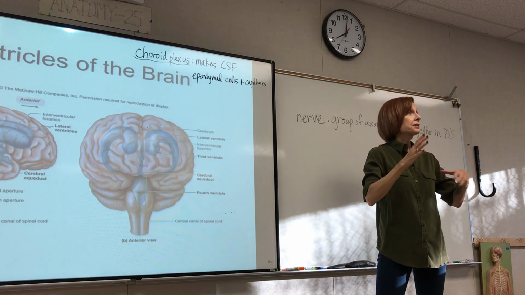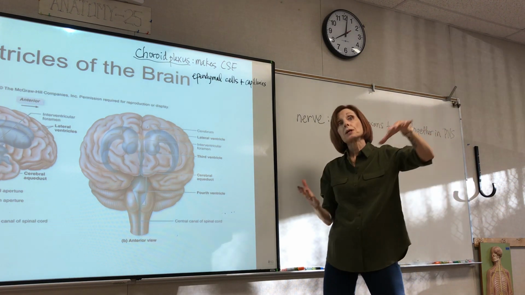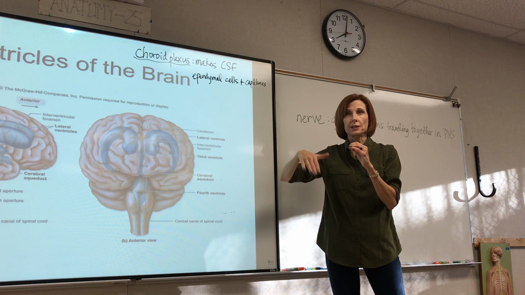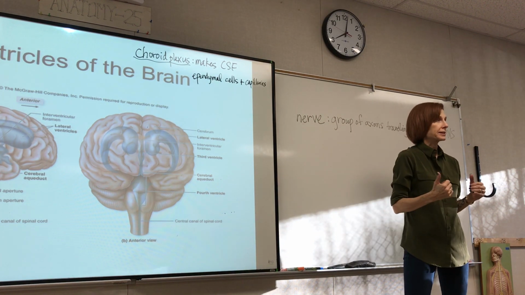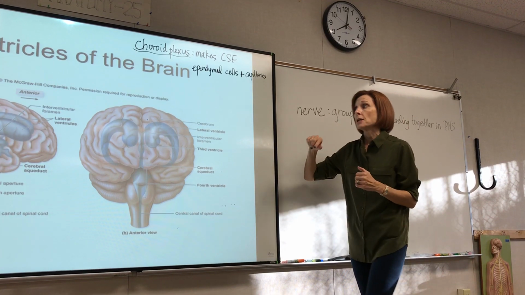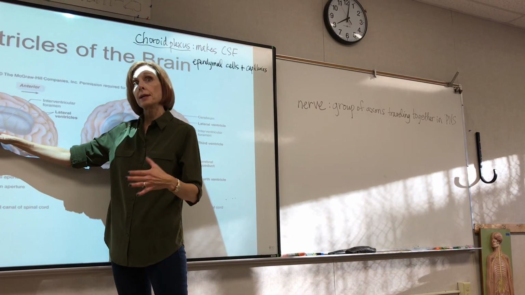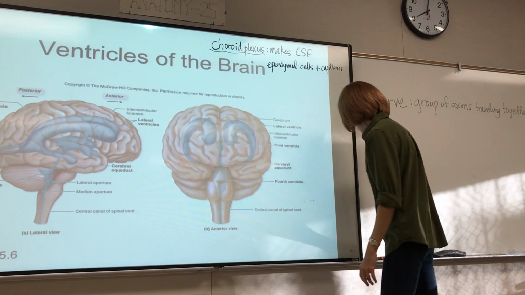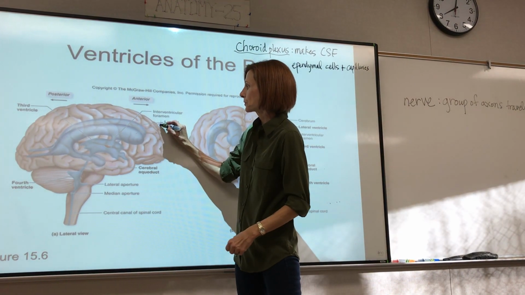It will circulate through the ventricles very slowly, and it will eventually get reabsorbed back into the blood. So it makes like a complete circuit, okay? So we're going to talk about how cerebrospinal fluid does this, and we'll trace it through the ventricles. So each ventricle has a choroid plexus somewhere in its wall. Okay, so first of all, the lateral ventricles, these two here, are just called the lateral ventricles.